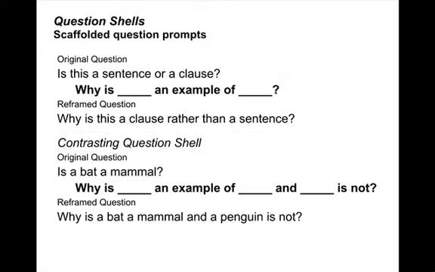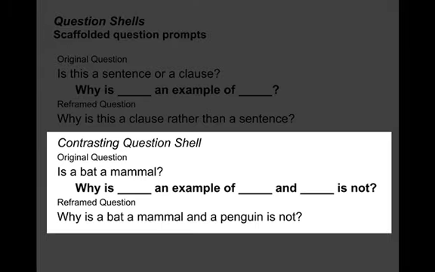So here the student is not recalling or recognizing a correct answer, but has to construct a response to explain an answer. Again, this is going to give us information into the student's thinking, which can then help us understand how instruction may change. You can also do this with a contrasting question shell. Is a bat a mammal? Can be reframed into, why is a bat a mammal and a penguin is not?